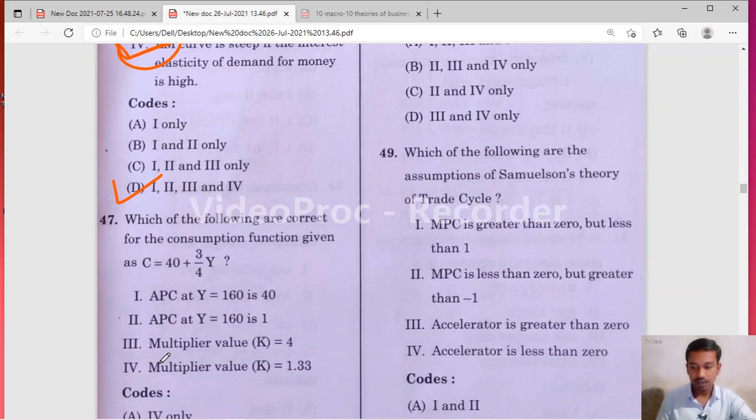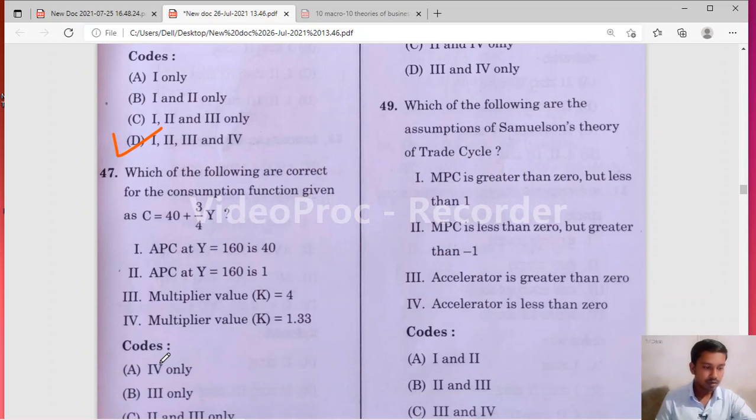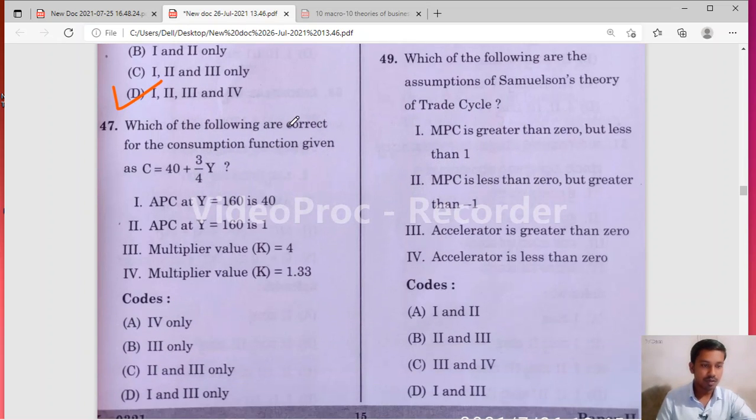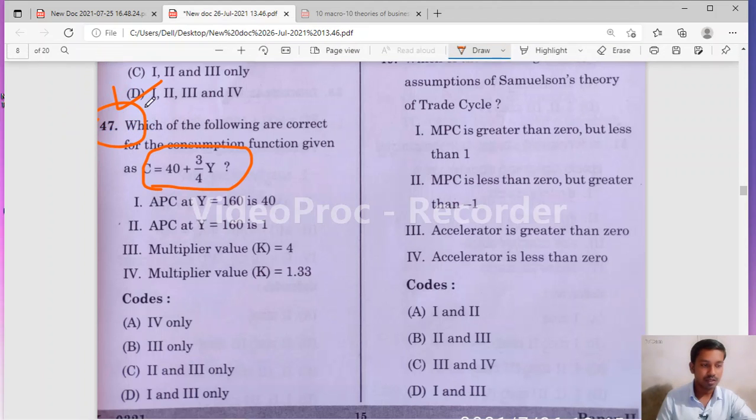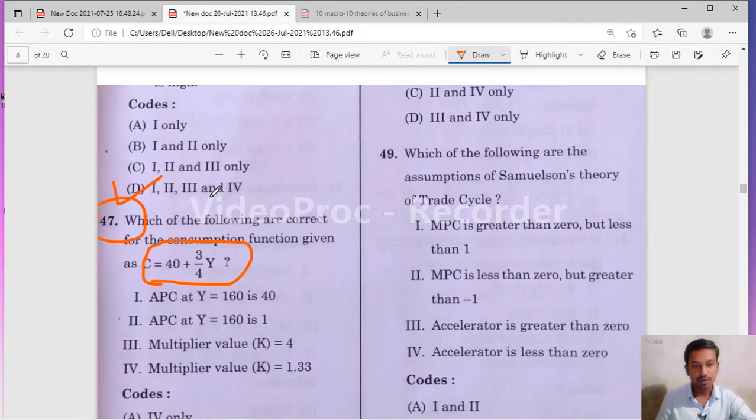Question number 47. Each of the following are correct for the consumption function given C = 40 + 3/4 y. This question I haven't solved yet. Okay, if anyone has solved, you can comment the answer in the comment box.